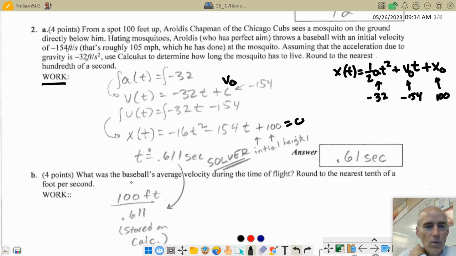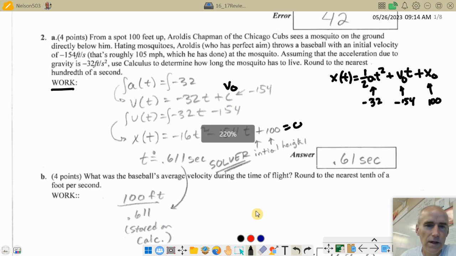And then it says, what was the baseball's average velocity during the time of flight? I think you could just take the distance that you went, 100 feet, and then divide it by the time it took for the ball to fly that far. And that's going to be your average velocity. So you don't really need to do an integral of the velocity. You could take an integral, but you don't really need to do that.